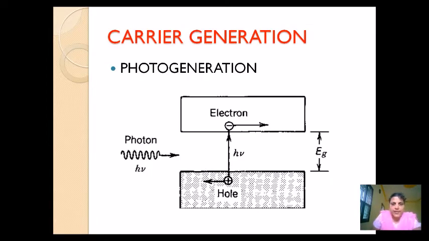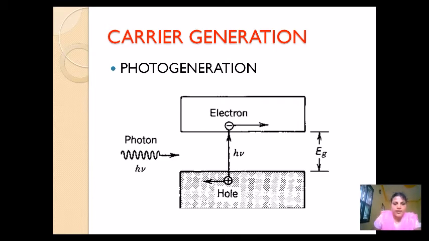First, we shall see about carrier generation. The first type or first process is photo generation. That is, in the presence of photon, the electron hole pairs are created. So that is photo generation.